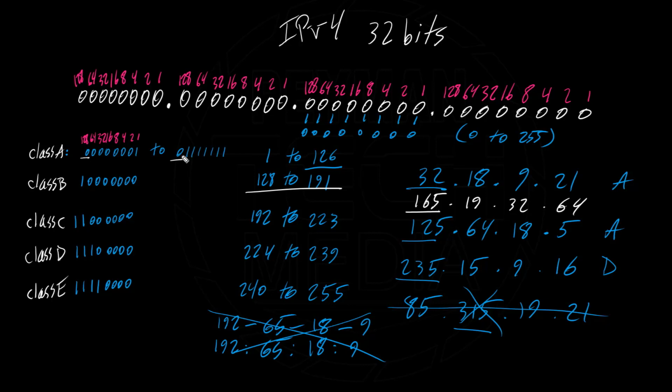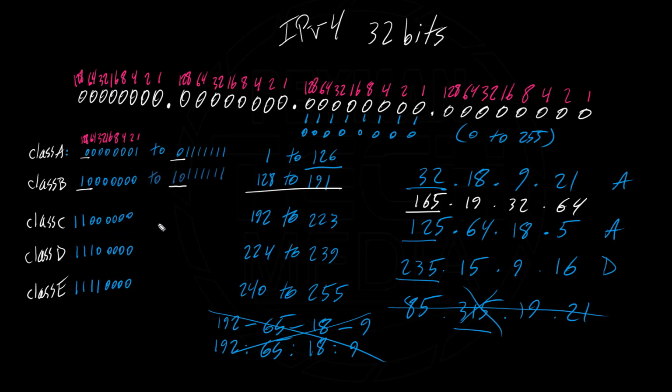And for class B, 191, if we convert 191 decimal to binary, it will be 1 0 1 1 1 1 1 1. So let's count. It should be 8. 1, 2, 3, 4, 5, 6, 7, 8. Very good. So class B range always goes from 1 0 0 0 0 0 0 0 to 1 0 1 1 1 1 1 1, and of course, a total of 8 numbers here. So always the first 2 bits in the first octet are 10, and that's how routers know that this is class B.